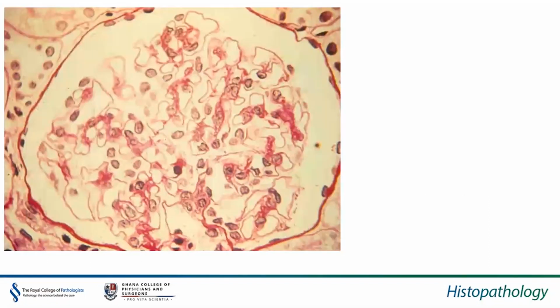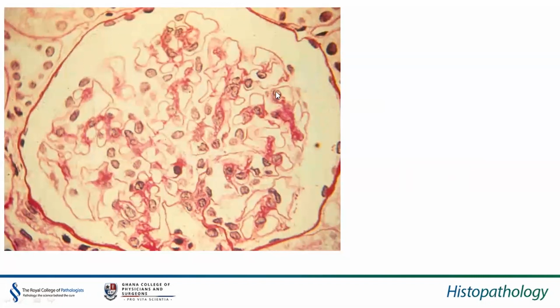So before we start, we need to begin with the appearance of the normal glomerulus, and this is what it looks like. This is the PAS stain on the kidney biopsy, and you can see how beautifully it highlights the Bowman's capsule, the capillary walls of the glomerulus, the mesangial matrix, and the tubular basement membranes. Now let's go on to the normal landmarks.